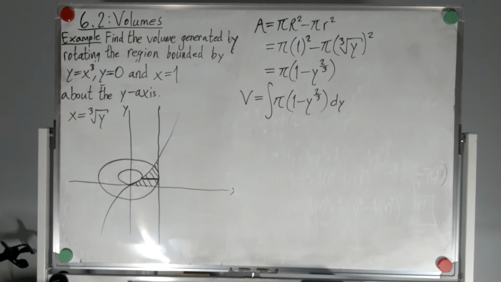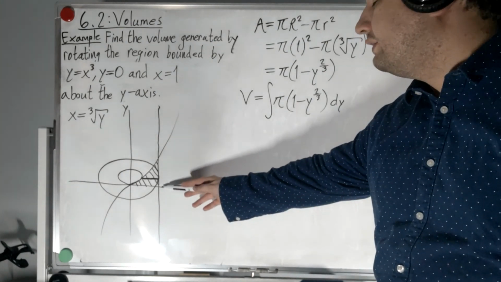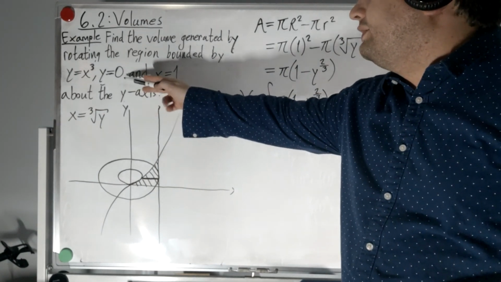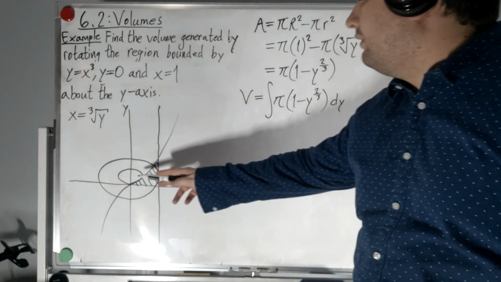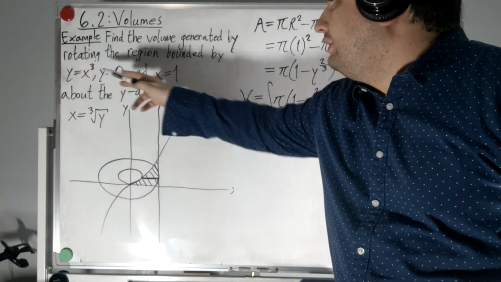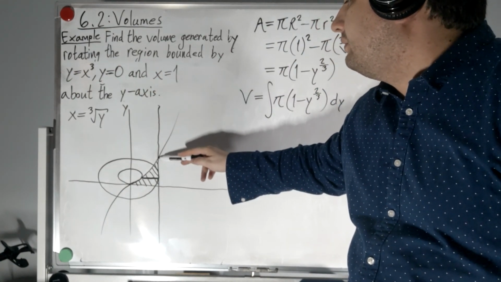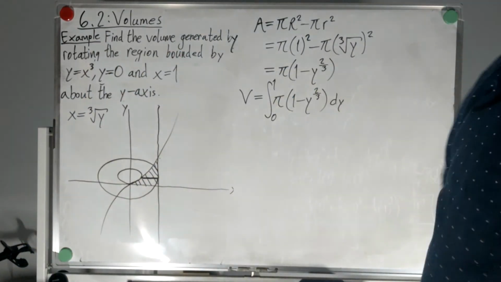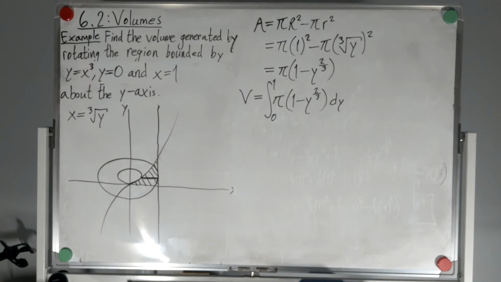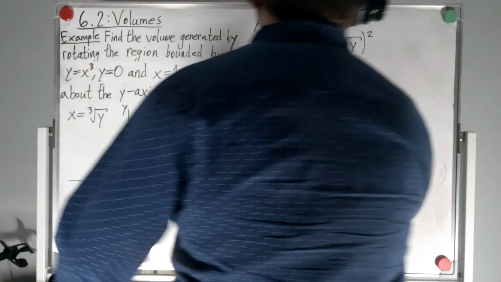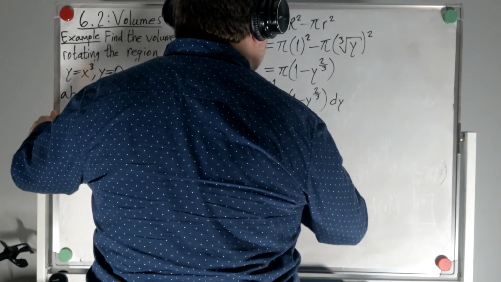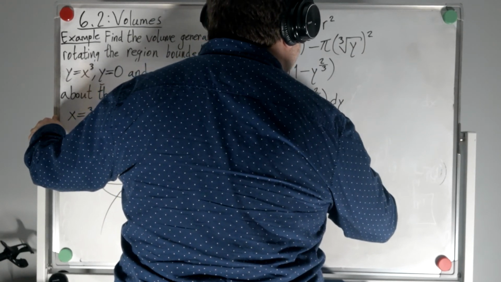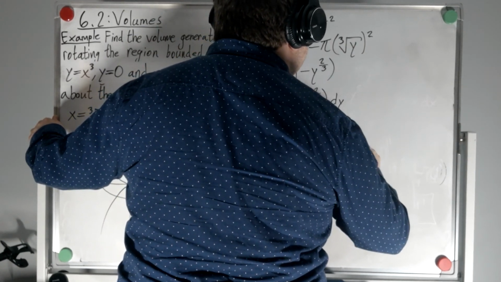And we need to think about what the bounds are. Well, the lower bound is just 0, because it's just the line y equals 0. The upper bound is the y-coordinate where x cubed and x equals 1 cross, which is just where y equals 1. So 0 to 1. You do this antiderivative, we get pi times y minus 3/5 of y to the 5/3, evaluated from 0 to 1.